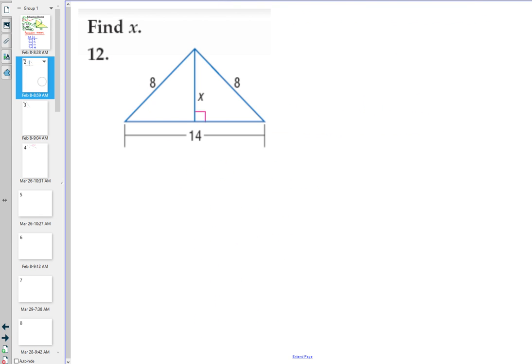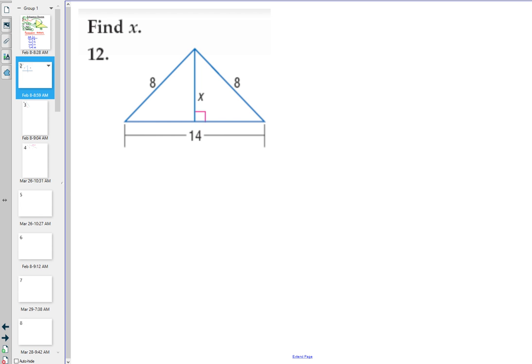So now we can already get into the examples. Find x. How many triangles do you see here? Three. It appears that there's two right triangles, and then there's a bigger one. And what word can I use to describe the bigger one? It is isosceles, sure, because two of the legs are congruent.